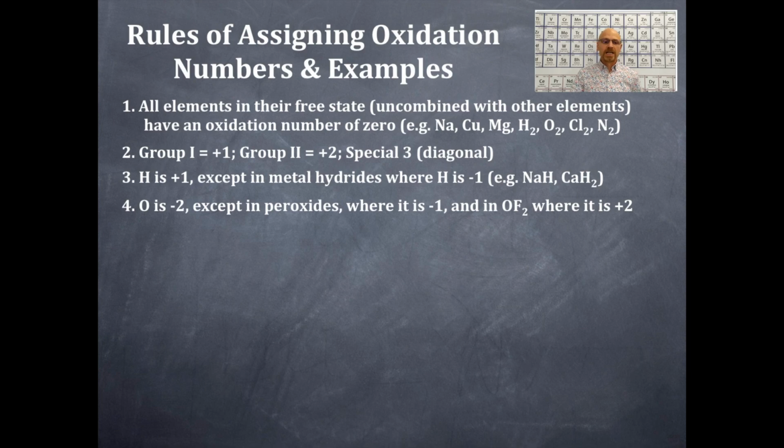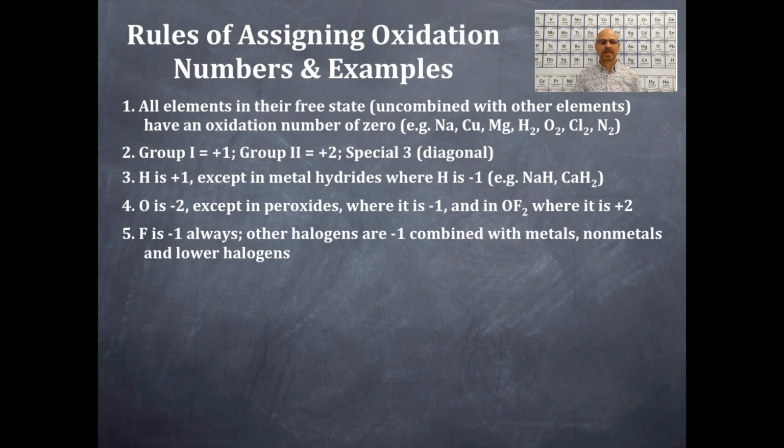Okay, rule number 4. Oxygen is a -2 oxidation number, except when with peroxides, where it is a -1, or when it's with fluorine, where it's a +2. Very simply, fluorine takes precedence. That deals with rule number 5. Fluorine is always -1. Okay?